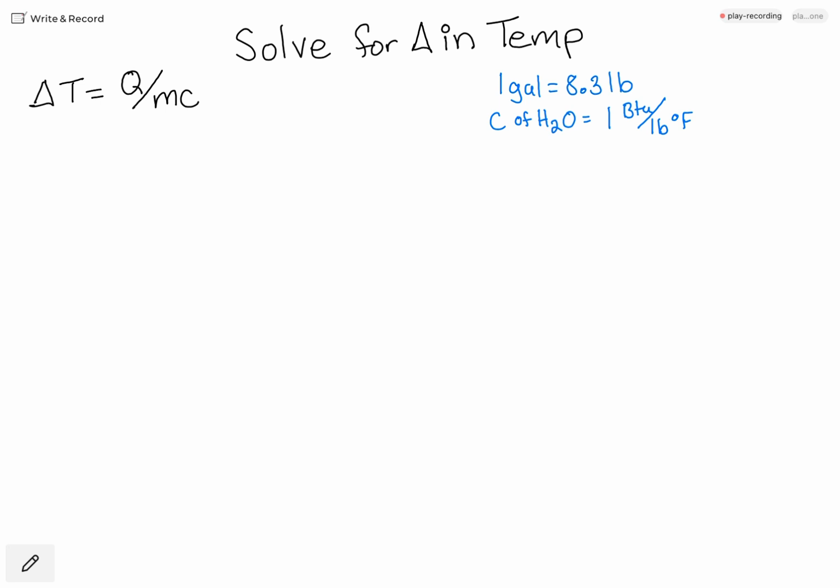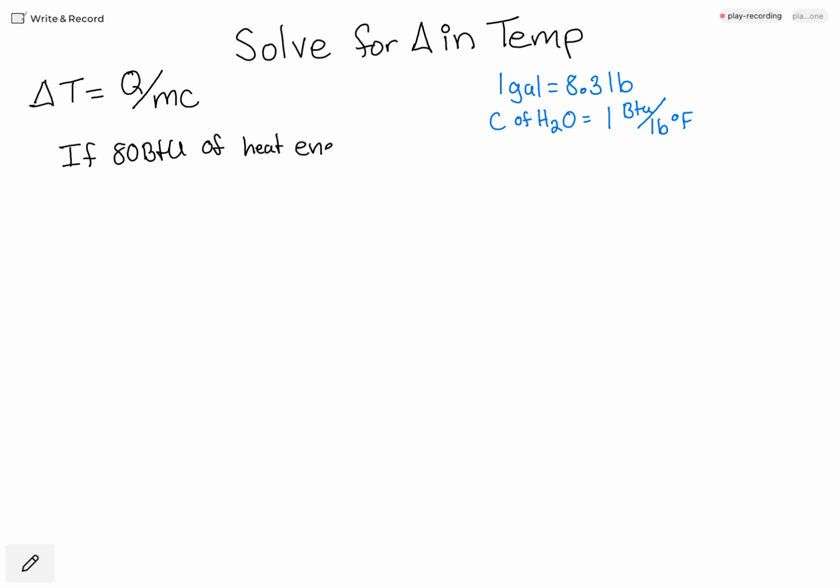With that said, 1 gallon is equal to 8.3 pounds. The specific heat of water is 1 BTU per pound per degree Fahrenheit. You can also use the joules version of this if you need to use the System International. They are both on the table. So the question is as follows.